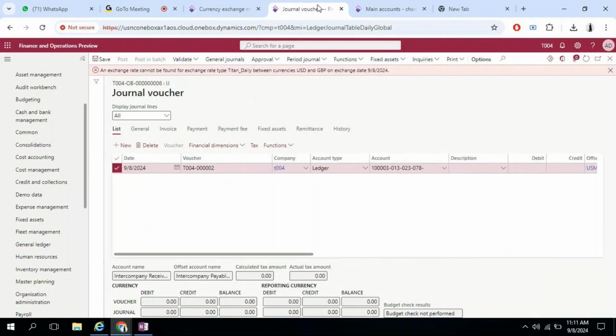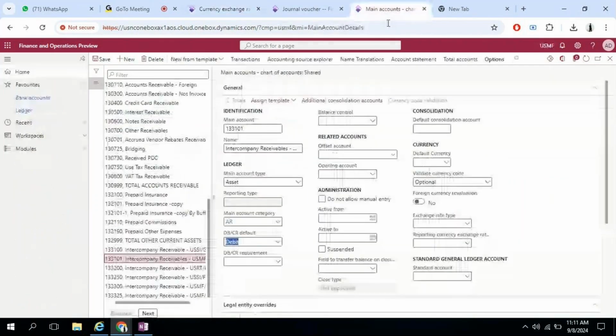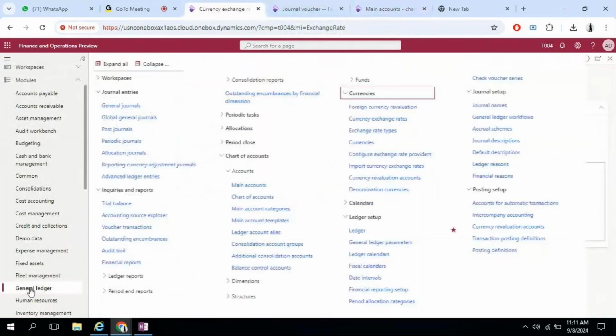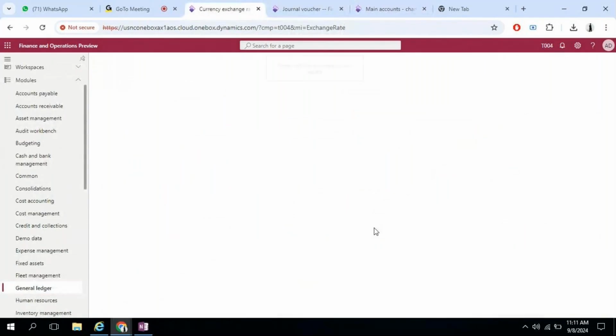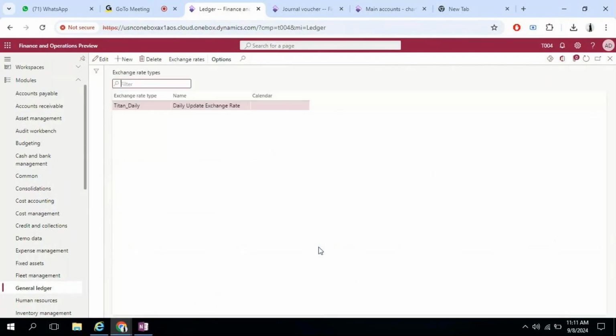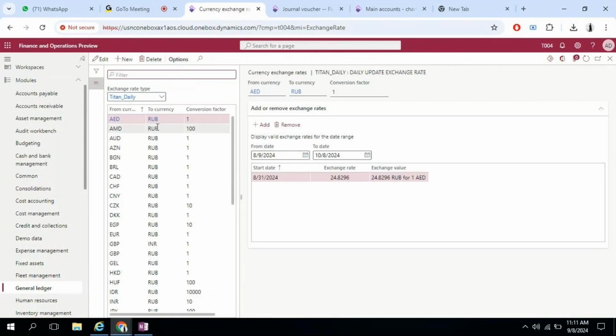They are asking because on the ledger level of USMF, if you go to the general ledger module, you will find out that there are two currencies involved. The T004 accounting currency is in GBP, but the reporting currency is in INR. When the reporting currency is in INR, USD GBP is also required. So at the backend, multiple operations are running. Inside this, one operation is currency exchange.